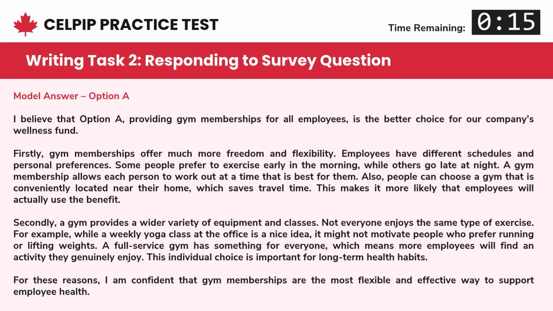Here is a practical tip for your own writing. Always support your reasons with a specific example. The writer does this by saying that a yoga class might not appeal to people who prefer running or lifting weights. This makes the argument much more convincing.